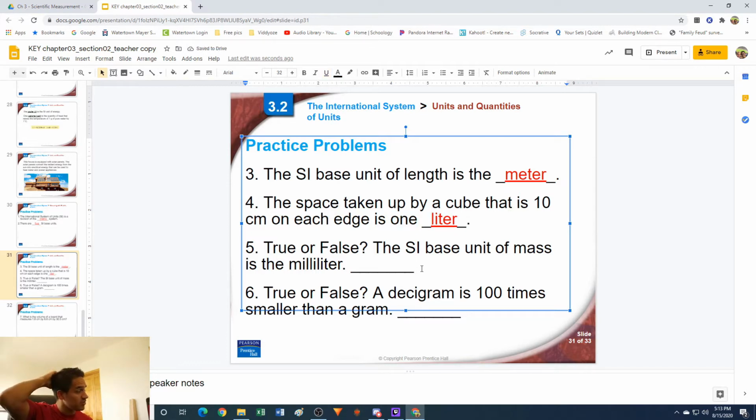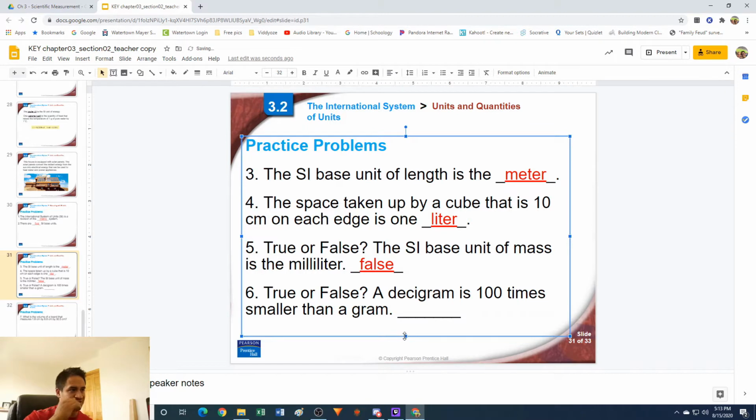All right, number 5, true or false, the SI base unit of mass is the milliliter. That is false. The SI base unit of mass is the kilogram. Number 6, true or false, a decigram is 100 times smaller than a gram. That is also false. Deci means 10 times smaller, not 100 times. 100 times smaller would be the prefix centi. So a centigram is 100 times smaller. A decigram is only 10 times smaller, right? Like a decimal, right, is only 1/10.